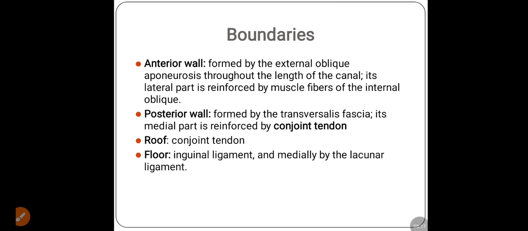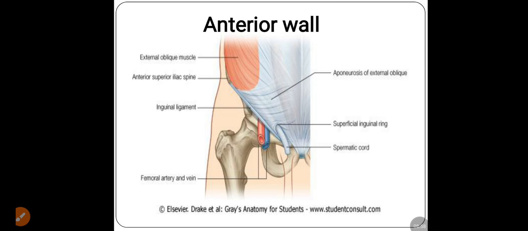The anterior wall is formed by the aponeurosis of the external oblique muscle. Its lateral part is reinforced by the muscle fibers of the internal oblique and transversus abdominis, opposite the opening of the deep inguinal ring. The posterior wall is formed by the fascia transversalis, and opposite the opening of the superficial inguinal ring it is reinforced by the conjoint tendon. The roof is formed by the conjoint tendon, the lower free margin of the internal oblique and transversus abdominis. The floor is formed by the inguinal ligament. Okay?